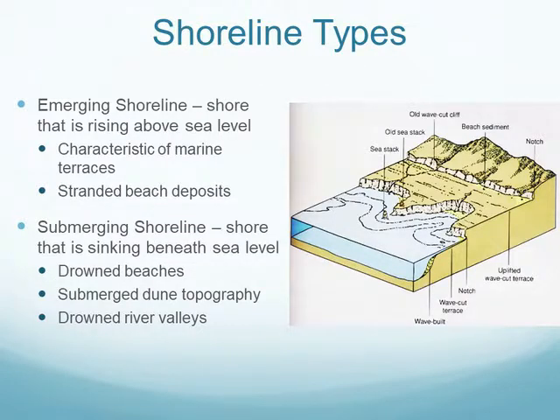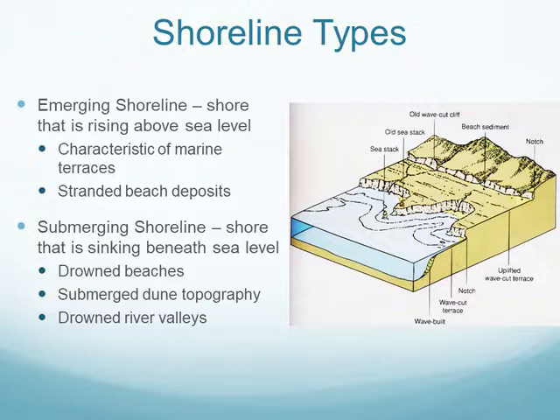Oh, wait, sorry. We'll go back to those beach starvation types. But first, let's talk about your shoreline types. So this is different from the other one where you have depositional and erosional shores. You can have emerging and submerging shorelines. And so your emerging shoreline is a shore that rises above the sea level.